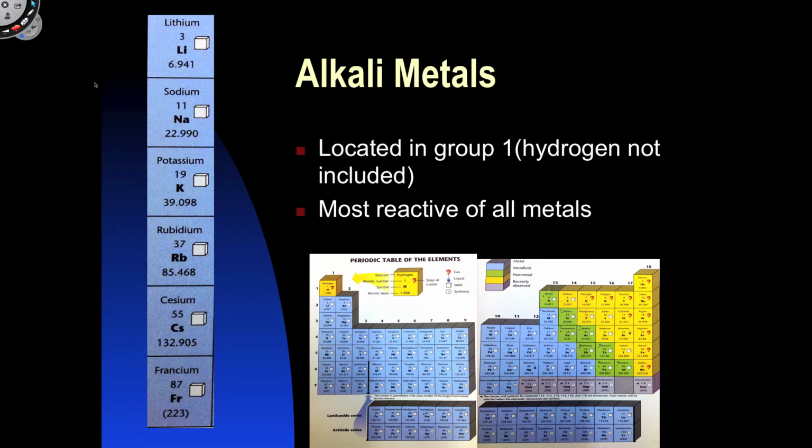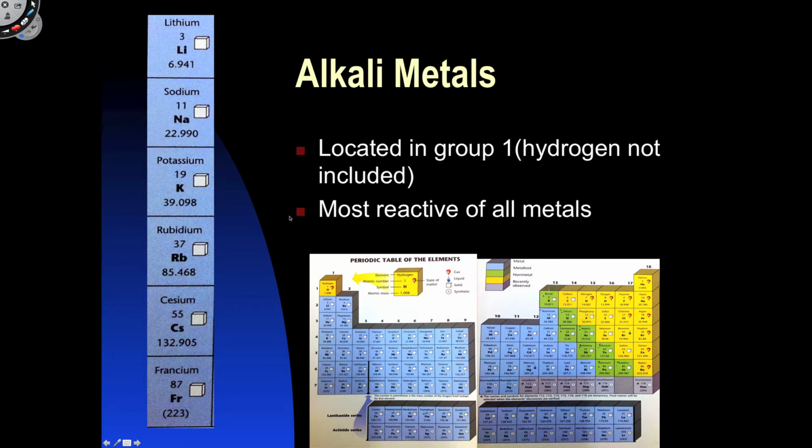You'll notice that hydrogen is not a part of this group. We see that it is in column 1 right there, but it's not a metal. It starts with lithium, and we work our way down to francium. They are called soft metals because you can cut them like you could cut a stick of butter. They're very easy to cut.